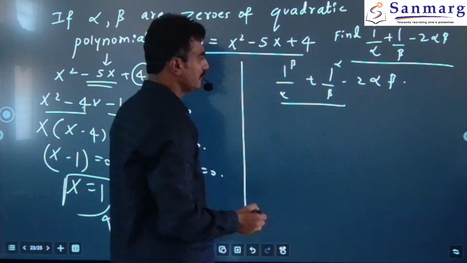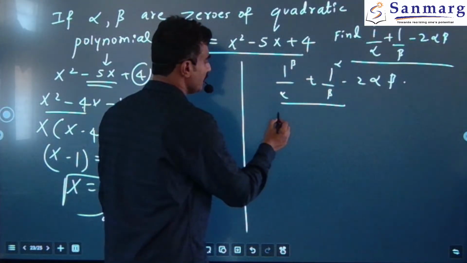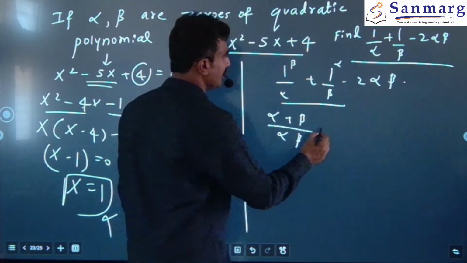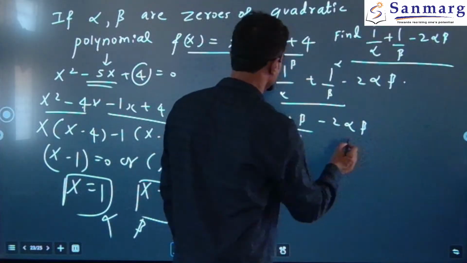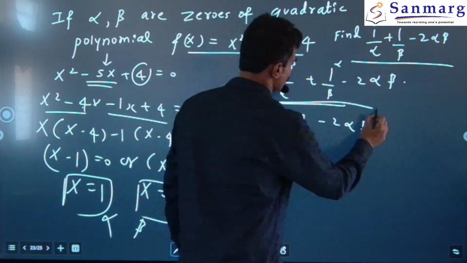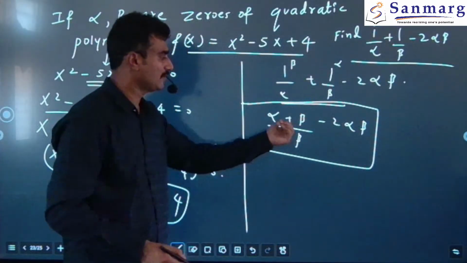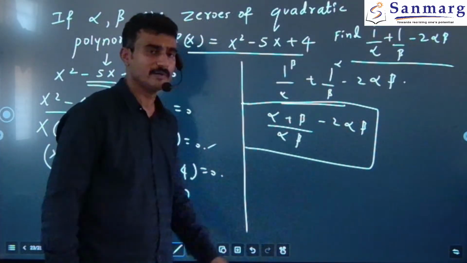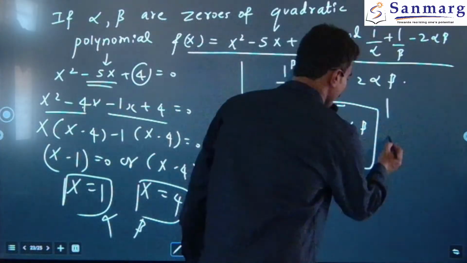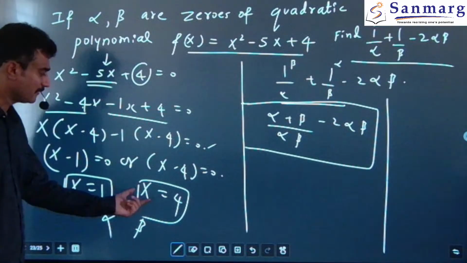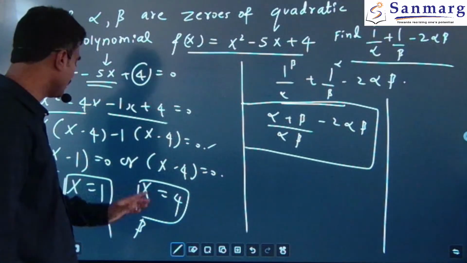Here beta, so we can write it as alpha. So after taking the LCM, we can write the given expression as alpha plus beta divided by alpha beta minus 2 alpha into beta. So next we have to find the value of alpha plus beta and we have to find the value of alpha into beta.